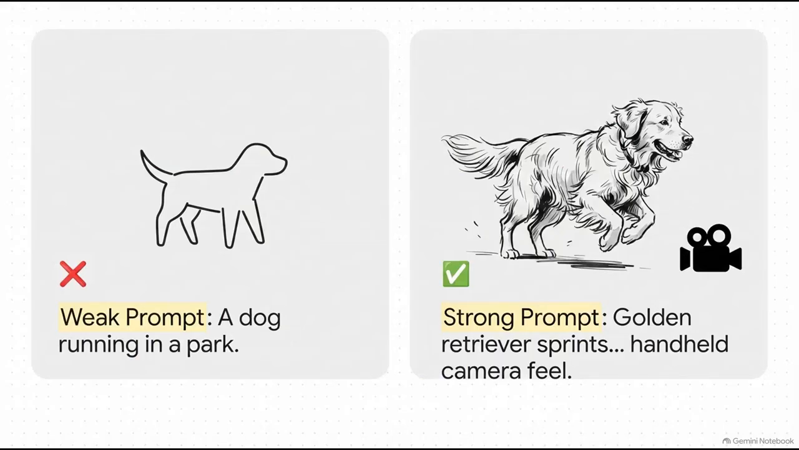Now, watch how this formula levels up when we talk about video generators like Kling 3.0. You take that exact same image formula, but you add a really crucial layer: camera movement and time. A weak prompt is just a dog running in a park. A strong prompt is golden retriever sprints across a sunlit meadow, shallow depth of field, handheld camera motion blur. You aren't just saying what's in the frame anymore. You're directing how the frame moves and feels. You're the director now. Act like it.